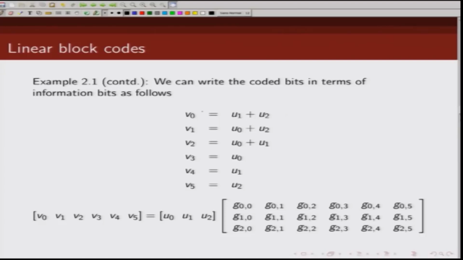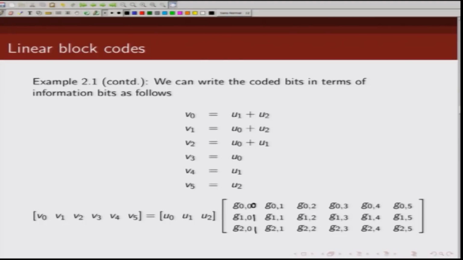So, what is V0? V0 is U0 G00 plus U1 G10 plus U2 G20. And what do we see here? V0 is U1 plus U2. So, that means G00 is 0 because there is no U0 term here. G10 is 1 because there is a U1 term here and G20 is 1 because there is a U2 term here. So, this will be 0, 1, 1.